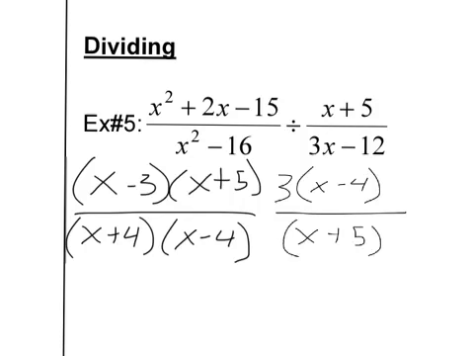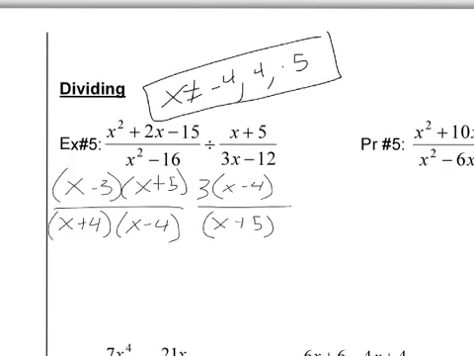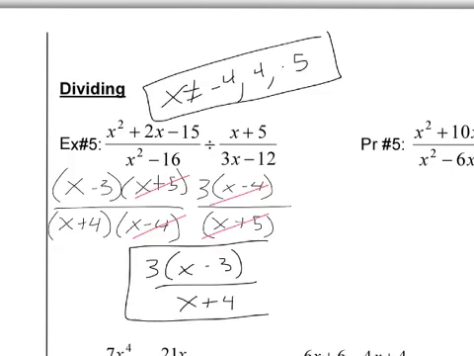Now we can go to cancel. Of course, before we cancel, we should mark our restrictions. So x cannot equal negative 4, 4, or negative 5. And now let's cancel. So you'd be left with 3, x minus 3 over x plus 4. And you can put parentheses down there. You don't really need to, but there's kind of implied. Okay, so that's how you divide.